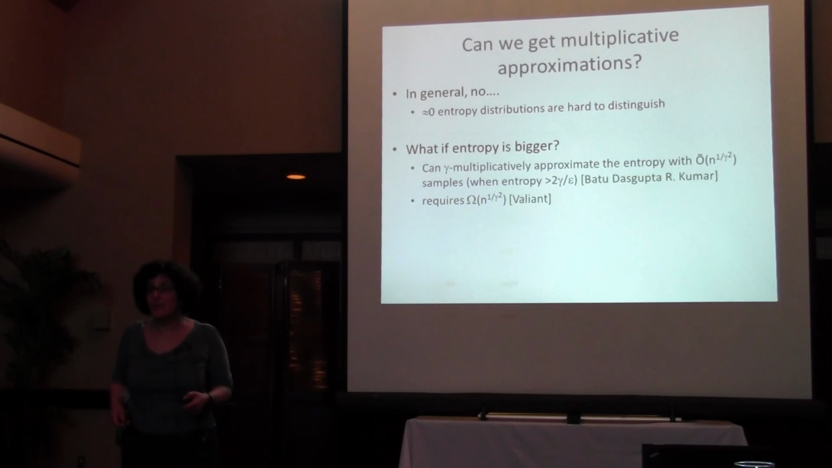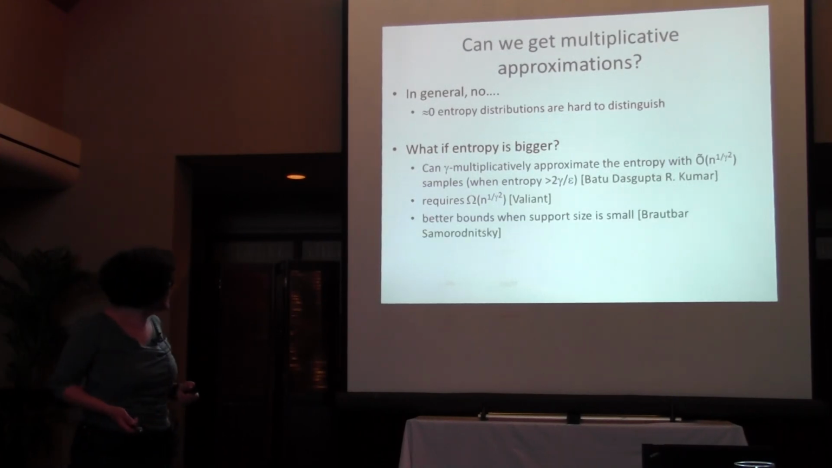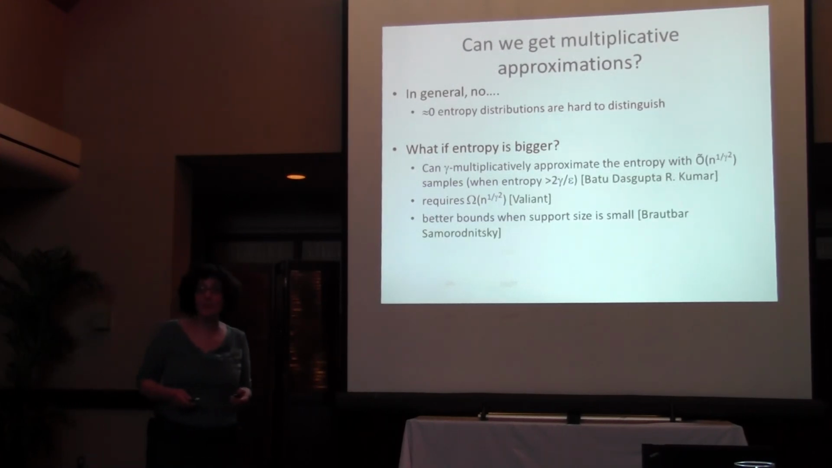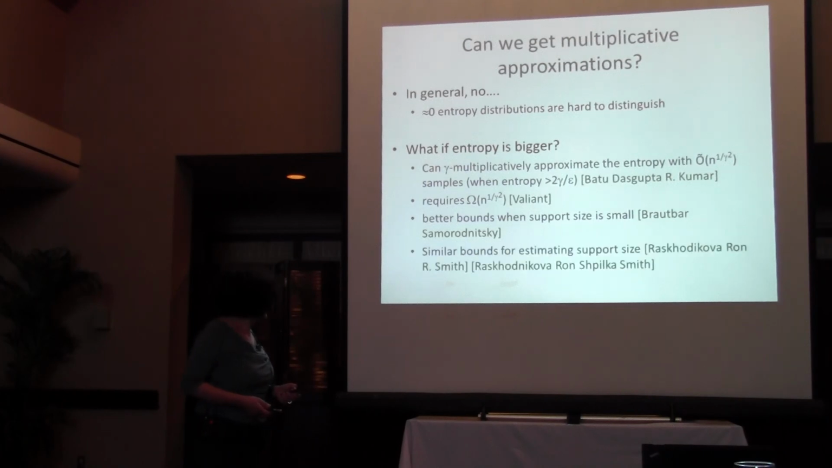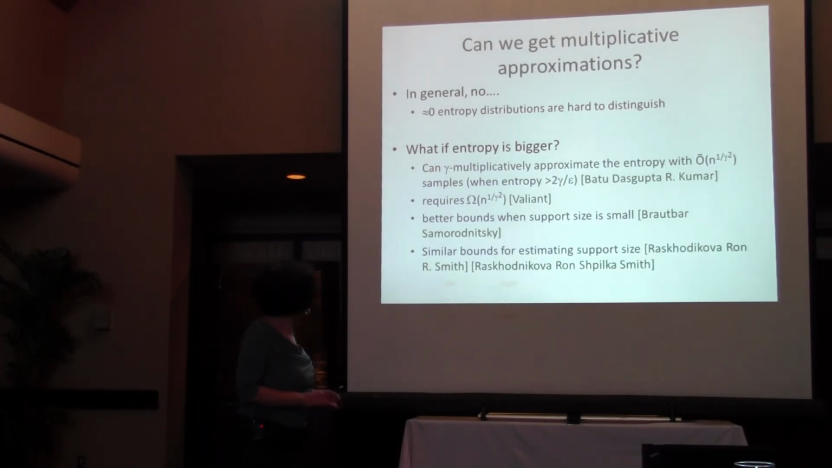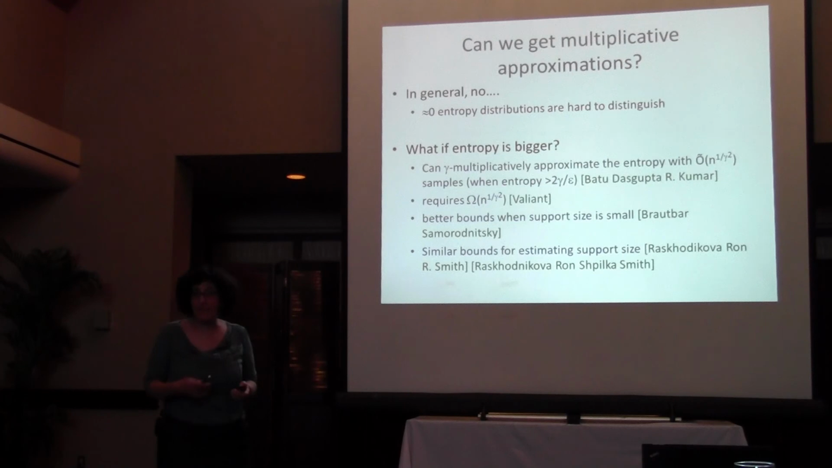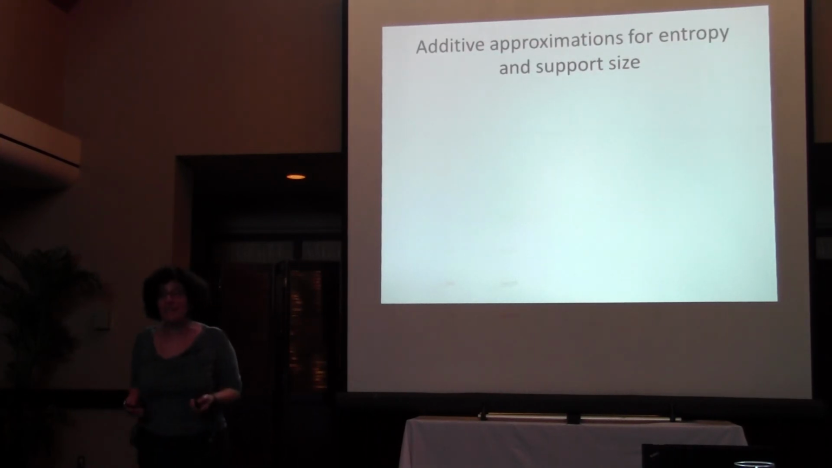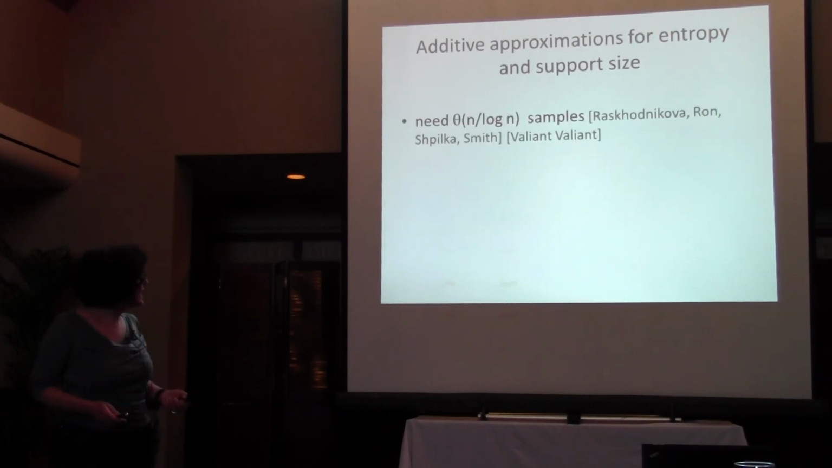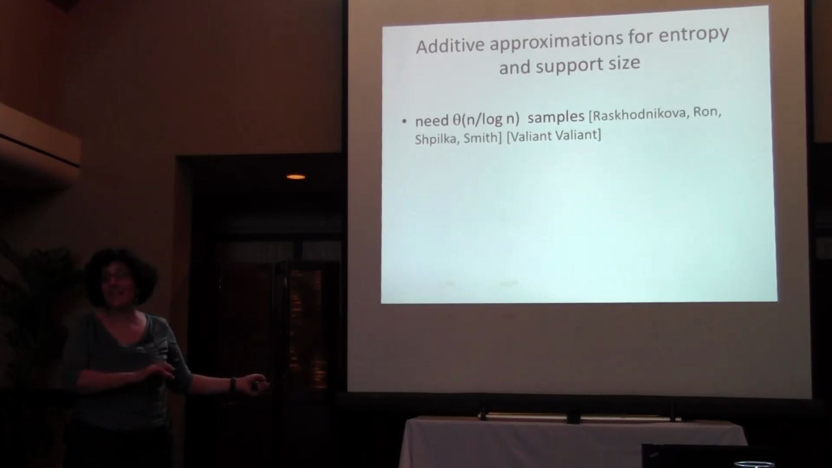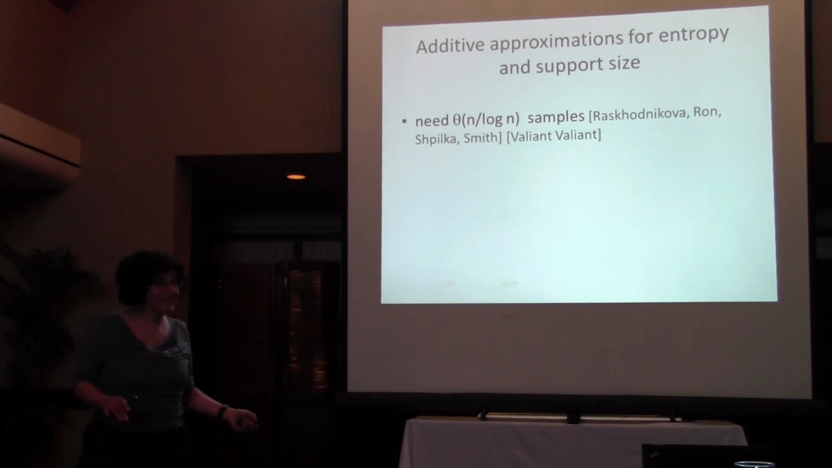And actually this is known to be tight, again due to Valiant. You can get better bounds when the support size is known to be small. And I should mention that also for estimating support size, you can get very similar bounds. Okay, what about additive approximations for entropy? Here, it's just like the case of testing closeness. You need n over log n samples.